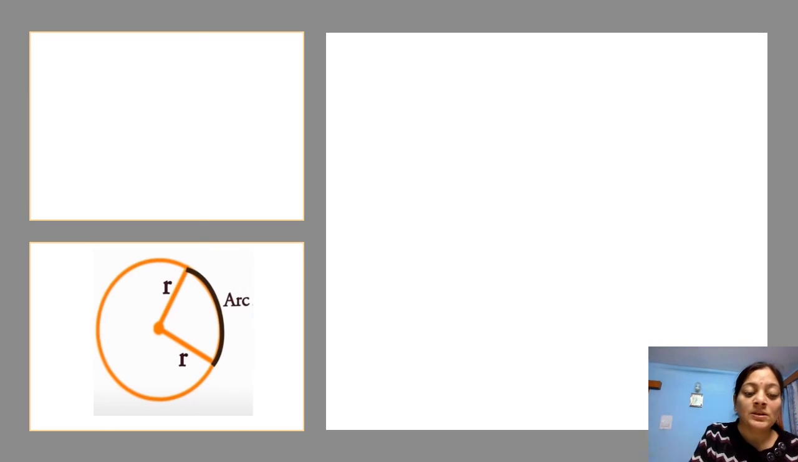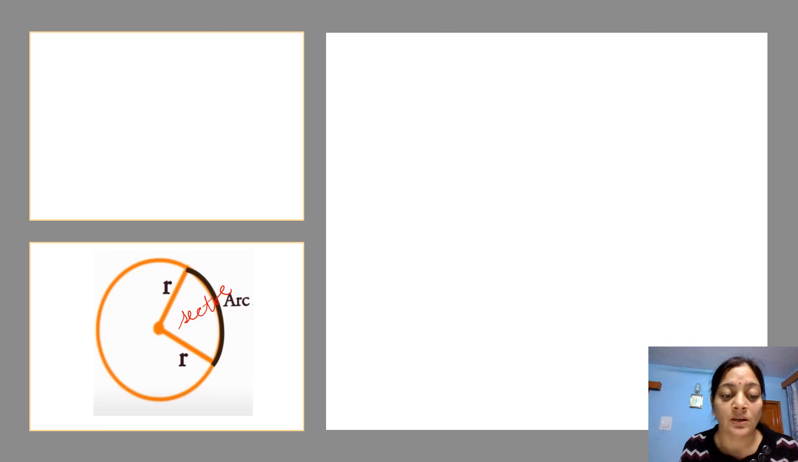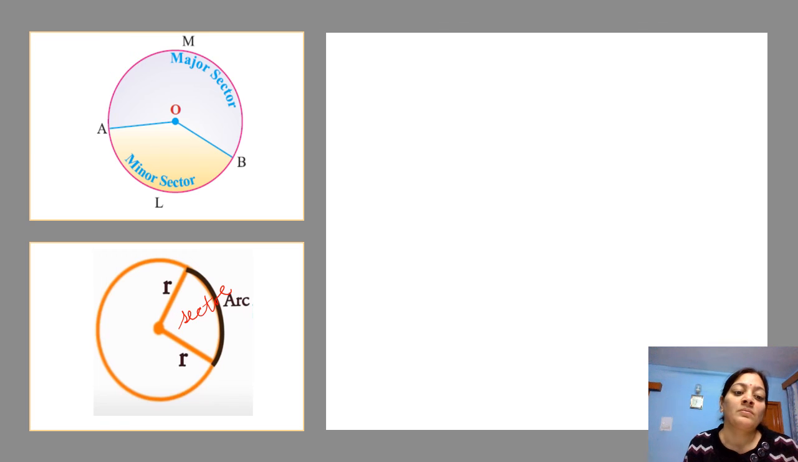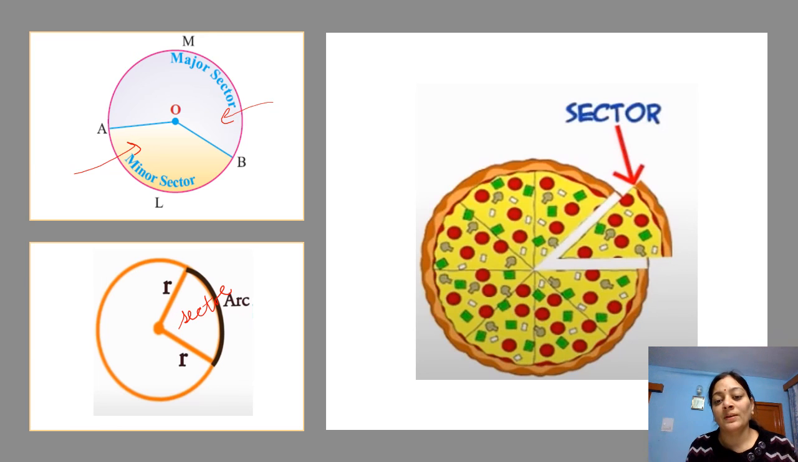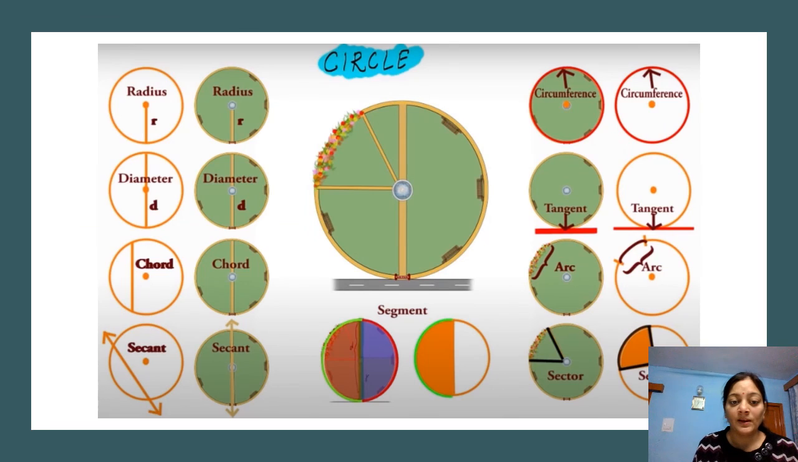So next is sector. A sector is the region enclosed by the arc and the two radii of the circle. And if the arc is minor, then we have a minor sector, and if the arc is major, then the region enclosed by the major arc and the two radii is called the major sector. And one best example to show the sector is the slices of a pizza. Yes, here we have all the terms together related to the circle.